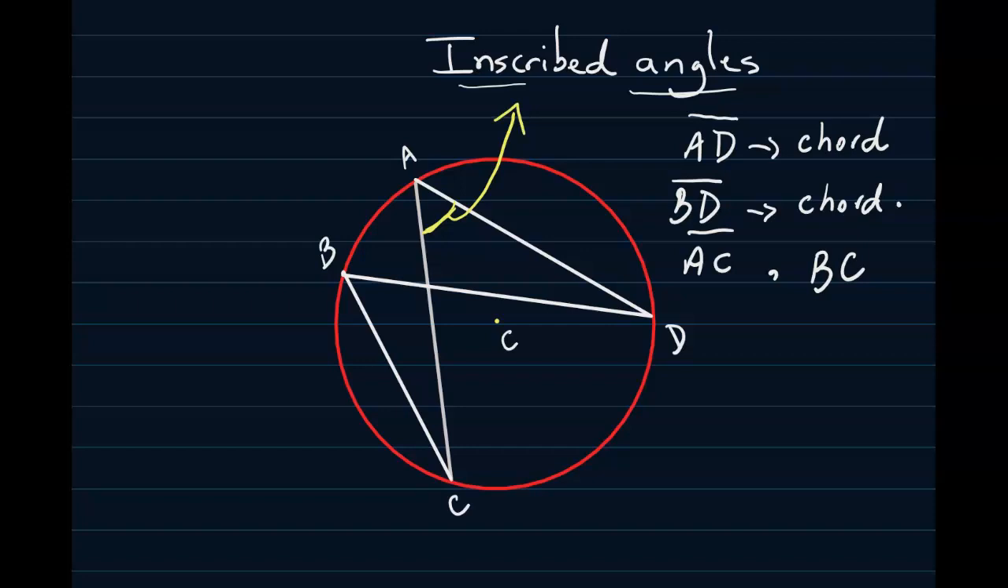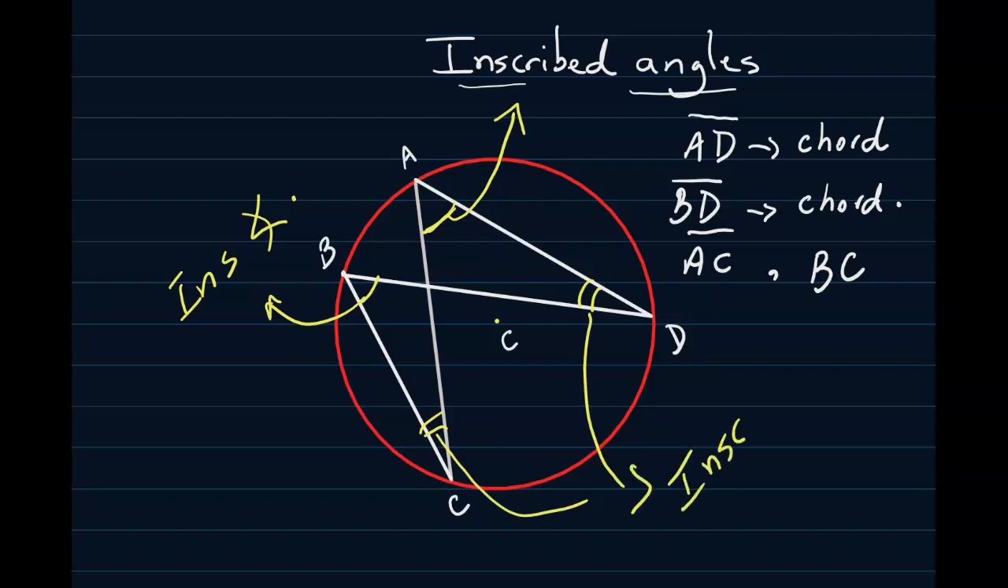And can we name other ones? Sure, we can. Here we go. Now, CBD, that's another inscribed angle. Can we come up with another one? Of course we can. D and also C, BDA and BCA. Both of these are also inscribed angles.